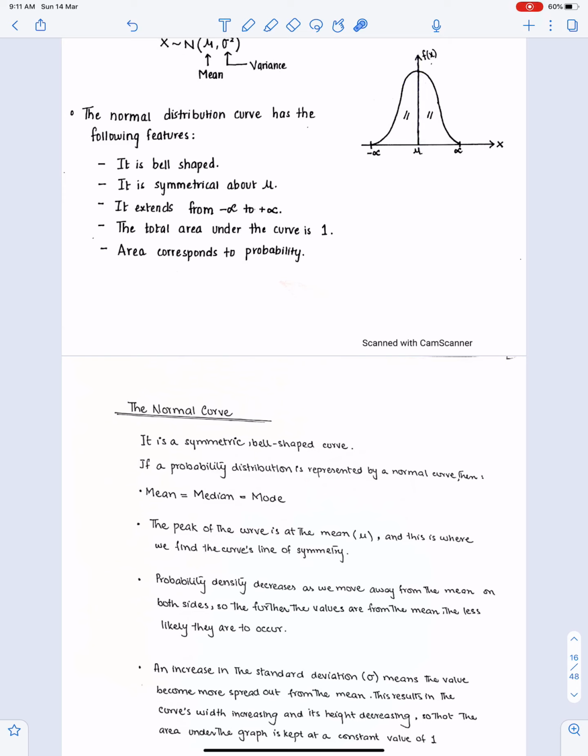Probability density decreases as we move away from the mean. See, high probabilities are here and low probabilities are here. Very small areas are here and large areas are here. When you move away from the mean on either side, probability density decreases. That means a small number of observations are here and here, and a large number of observations are close to the mean.